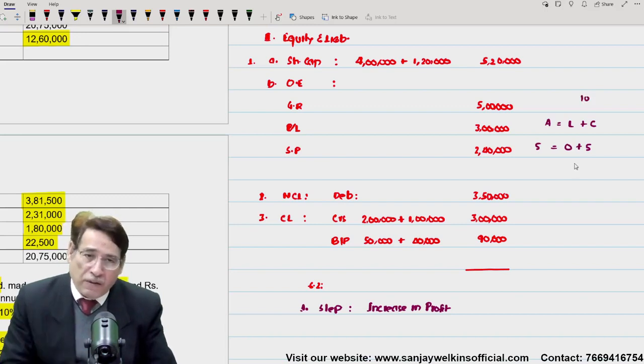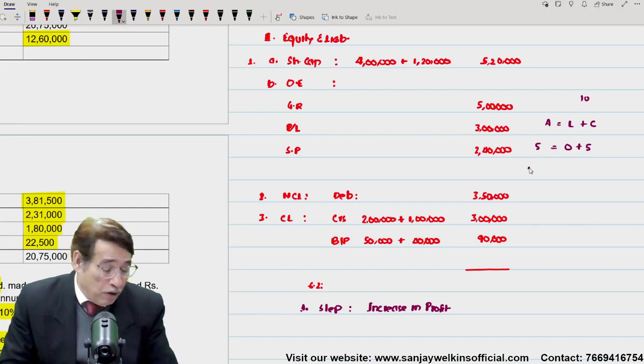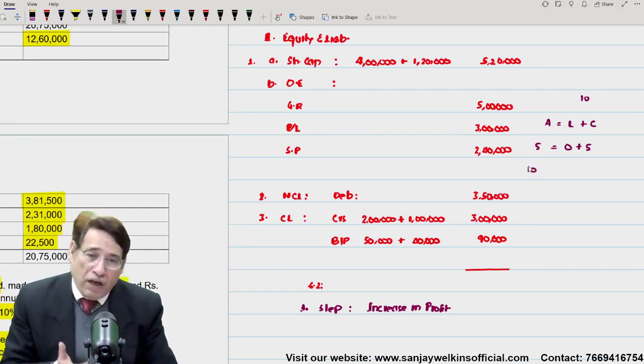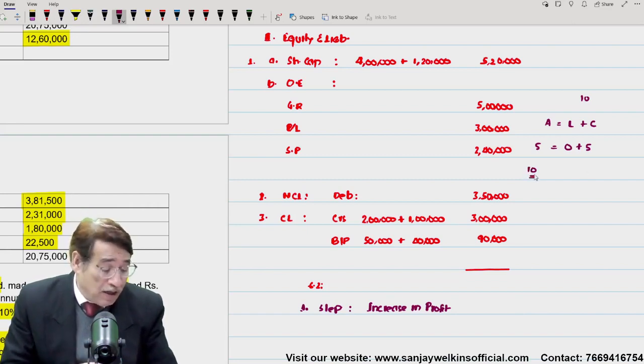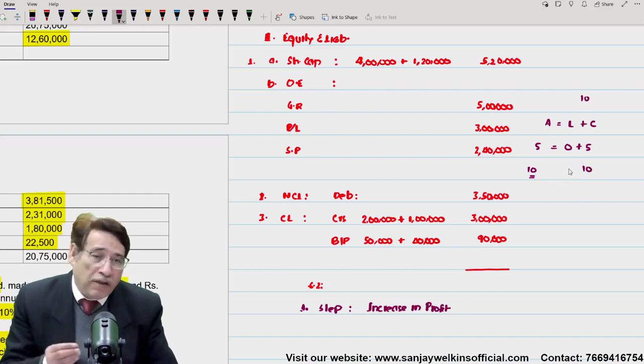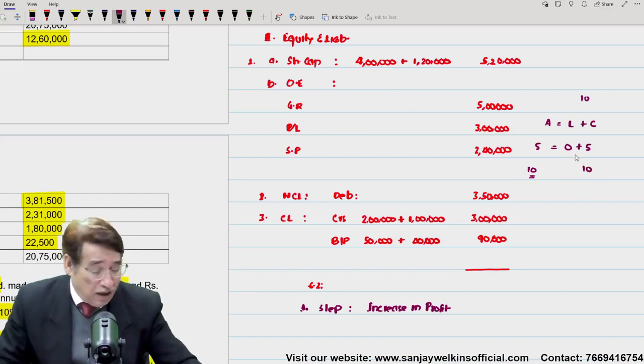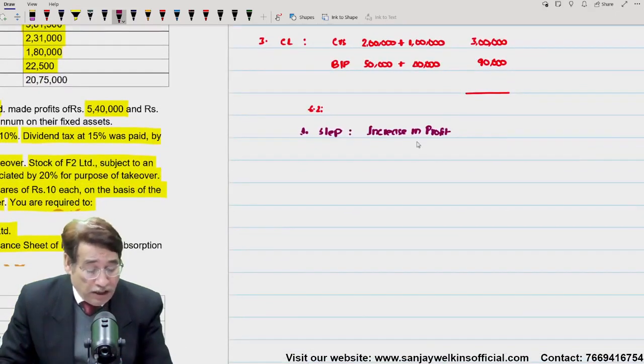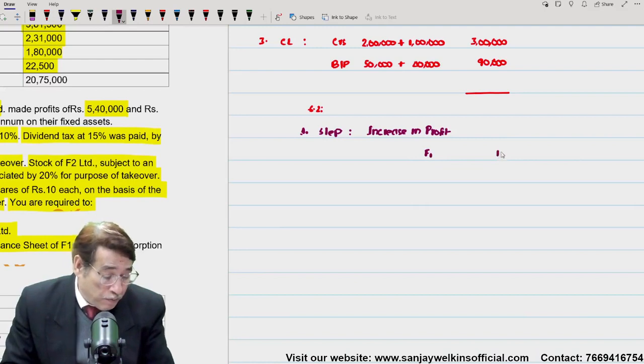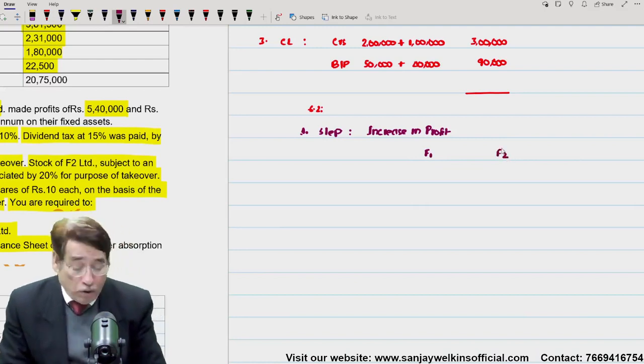rent received, let us say 10. How will you treat it in the accounting equation? Because you have received rent, obviously your assets will increase, number one, and your capital will also increase, isn't it? That means you are considering this rent as a sort of profit. That is why you are adding it to the capital. So increase in profit always directly or indirectly means increase in cash. Anyway, first of all, let's come over here. I prepared two columns, F1 and F2. It's almost a 16 mark question.